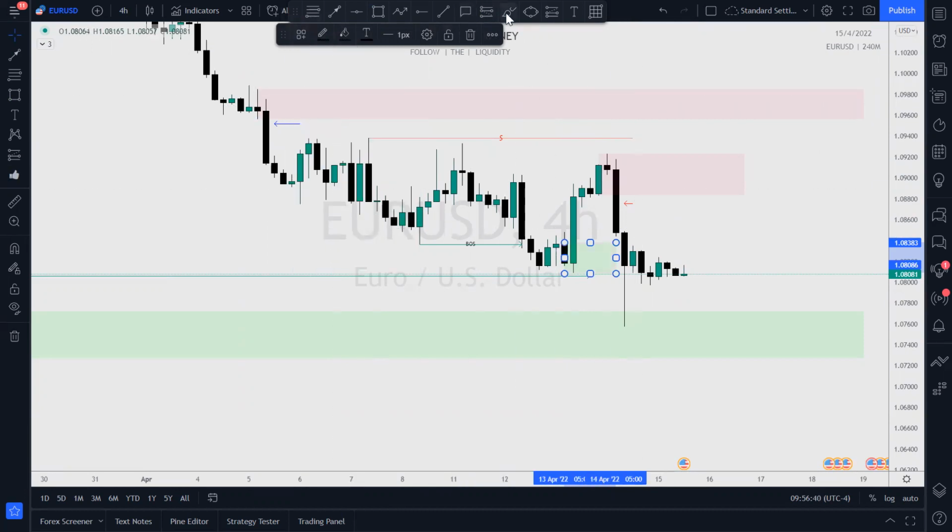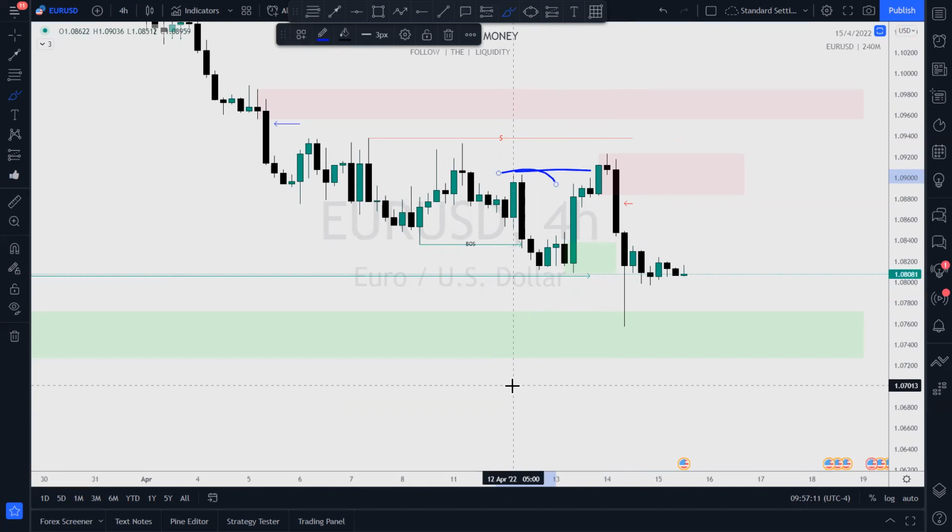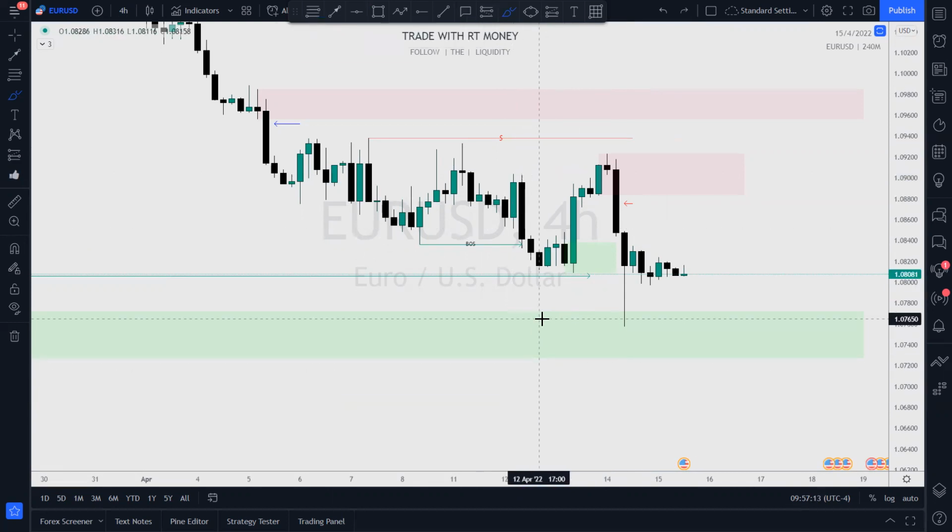is because it broke structure to the upside. After a break of structure to the downside, it broke structure to the upside. This was a pullback, a valid pullback on this time frame, making lower lows and lower highs. This was the pullback. It broke that pullback, so it becomes valid. Did it sweep liquidity on the way up? Yes, it did take liquidity on the way up. All right, so you got that.